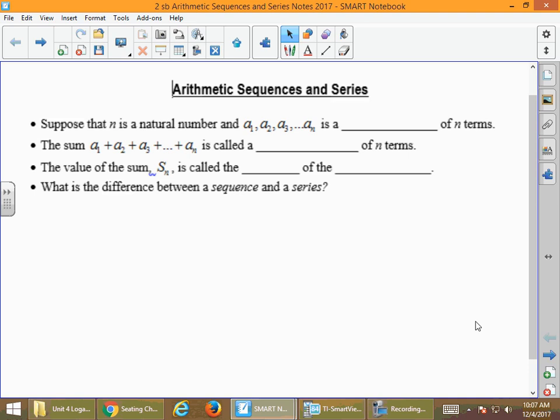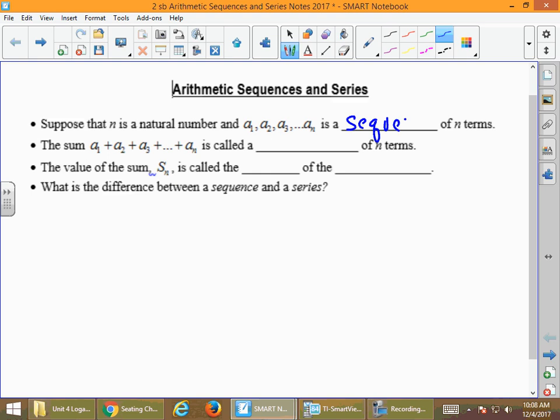Arithmetic sequences and series. In our previous lesson, we just talked about sequences. And that's what our first bullet point is here. It says, suppose that n is a natural number, and we have a sub 1, a sub 2, a sub 3, dot dot dot, to a sub n. All that is, is a list of terms in a certain order. And that is called a sequence.